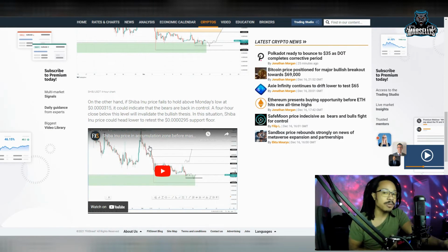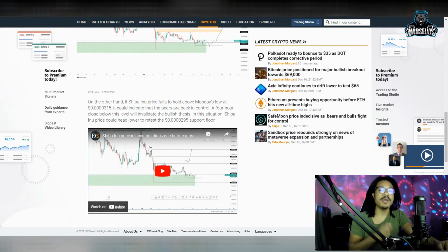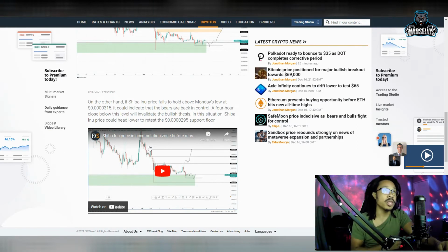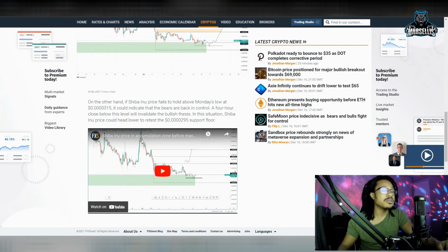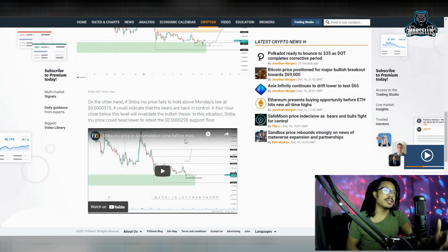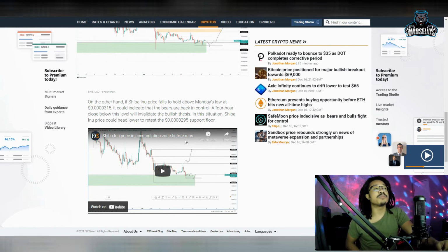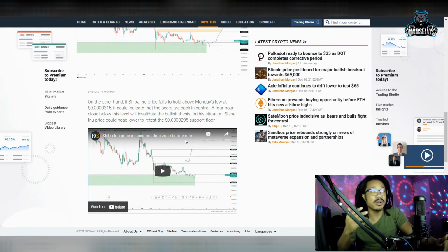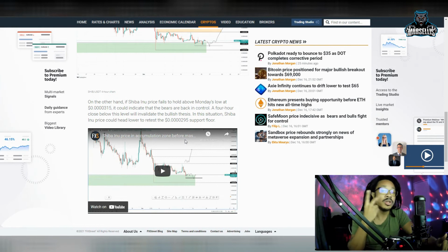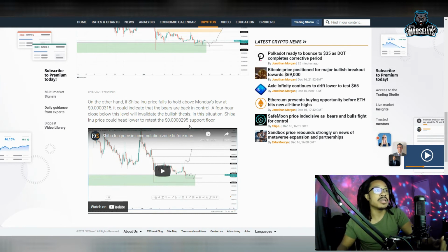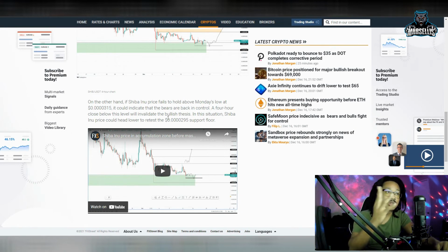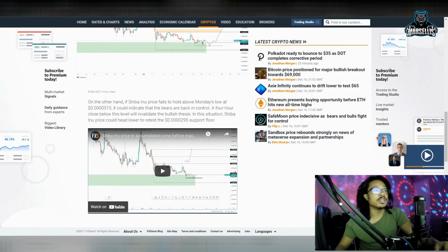But you always have to think about the downtrend that could possibly happen, the bear market that could happen if we see Bitcoin continue to go down. So if we continue to see Bitcoin and the overall crypto market go down, this is what will happen to Shiba Inu. Shiba Inu's price will fail to hold above Monday's low. If that happens, it'll send us down to 000315. And that would indicate another drop, and would constitute a drop all the way down to the 000295 support floor. That's pretty much what they're saying.